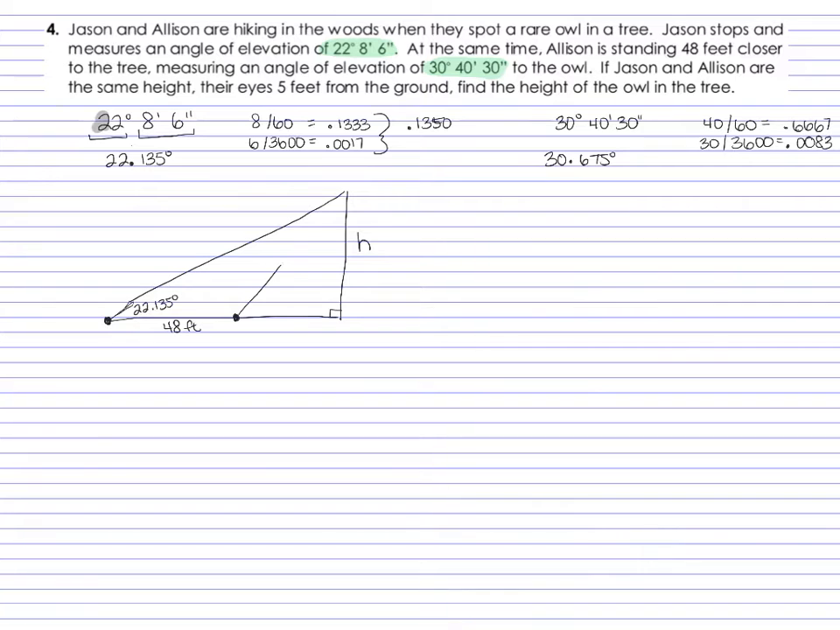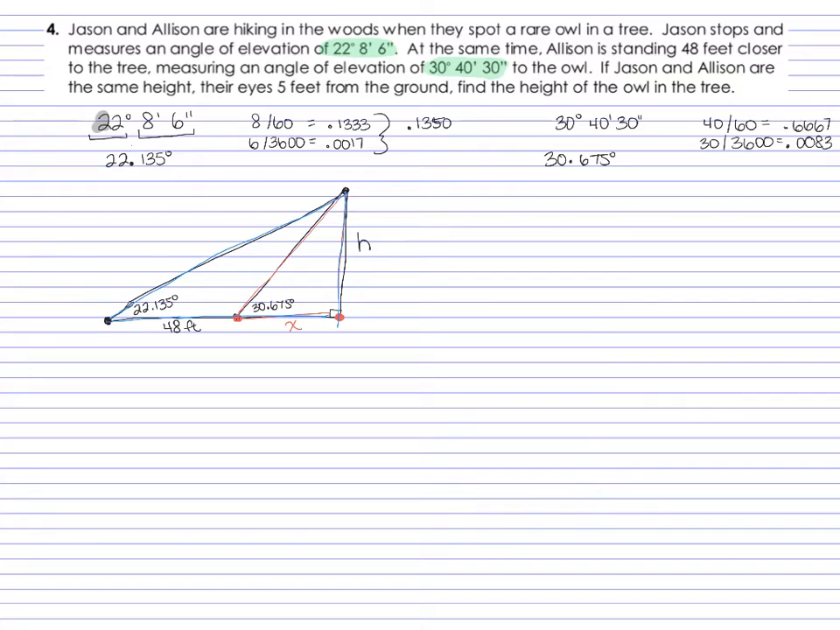When Allison looks at the owl in the tree, who's up at the top here, her angle of elevation is 30.675 degrees. One of the pieces that we don't know that's really important is this distance right here that completes Allison's triangle. So I'm going to call that x. Since I've named that piece, I can refer to this triangle both by this inner triangle that is Allison's and the entire big triangle that is Jason's. I can refer to them both ways.